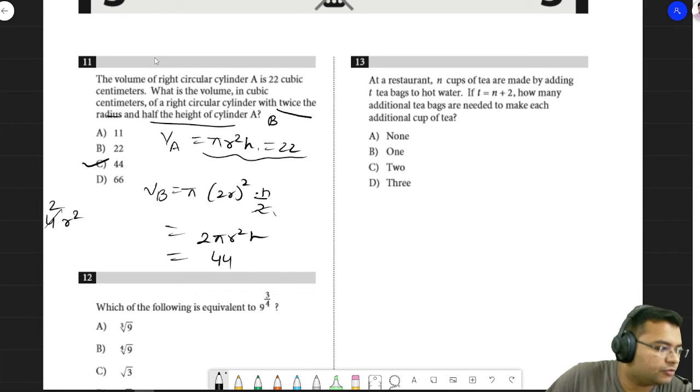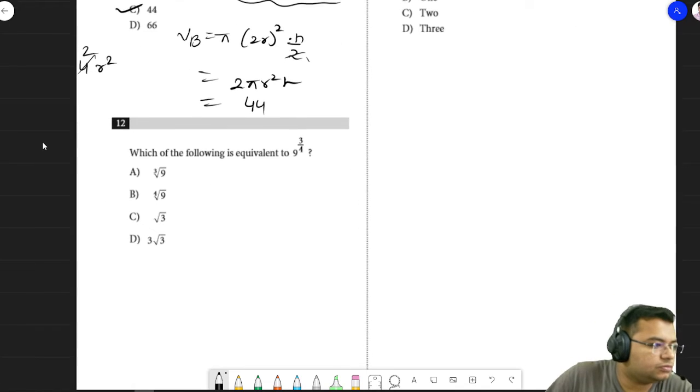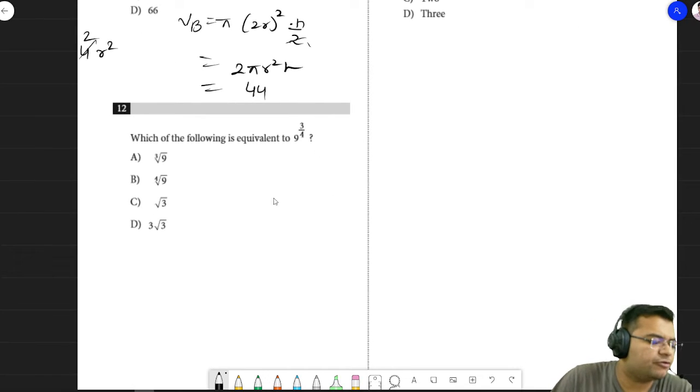Which of the following is equivalent to 9 raised to 3 by 4?